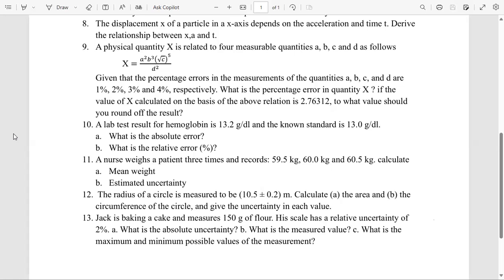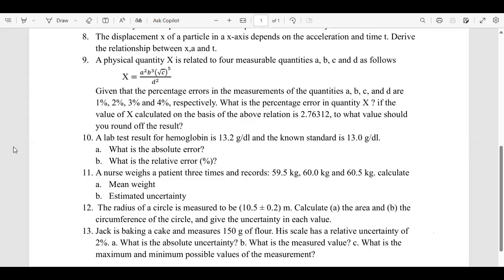The displacement of a particle in the x-axis depends on the acceleration and the time t. Derive the relationship between a, which is acceleration, x, which is the displacement, and t, which is time in this case. So how are we going to approach this question?